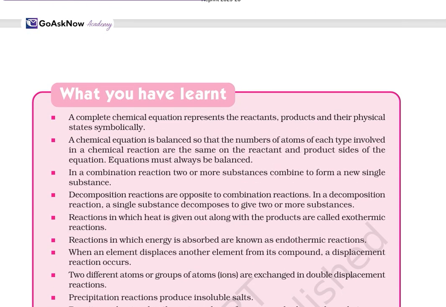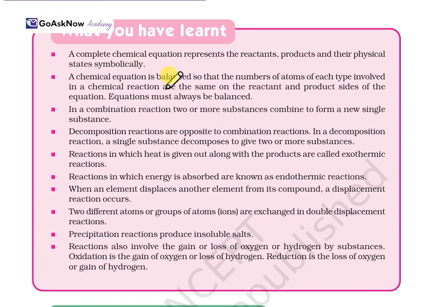Now let's move ahead to what you have learned in this chapter. A complete chemical equation represents the reactants and products with their physical states symbolically. A chemical equation is balanced when the number of atoms of each type involved in the chemical reaction is the same on the reactant and the product side of the equation. We have studied the balanced equation and how we can balance it as well. In a combination reaction, two or more substances combine to form a new single substance. Decomposition reactions are the opposite of combination reactions. In a decomposition reaction, a single substance decomposes into two or more substances. We have studied some types of these reactions.